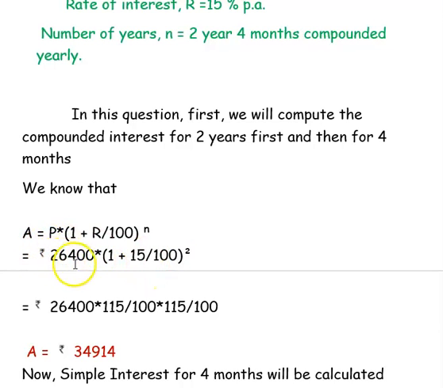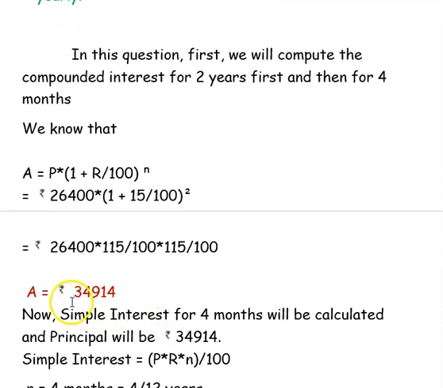So P is 26,400 into 1 plus R, which is 15%, so 15 divided by 100, the whole square. If you simplify this, you will get the amount as rupees 34,914. Okay, so now this is the amount after 2 years.